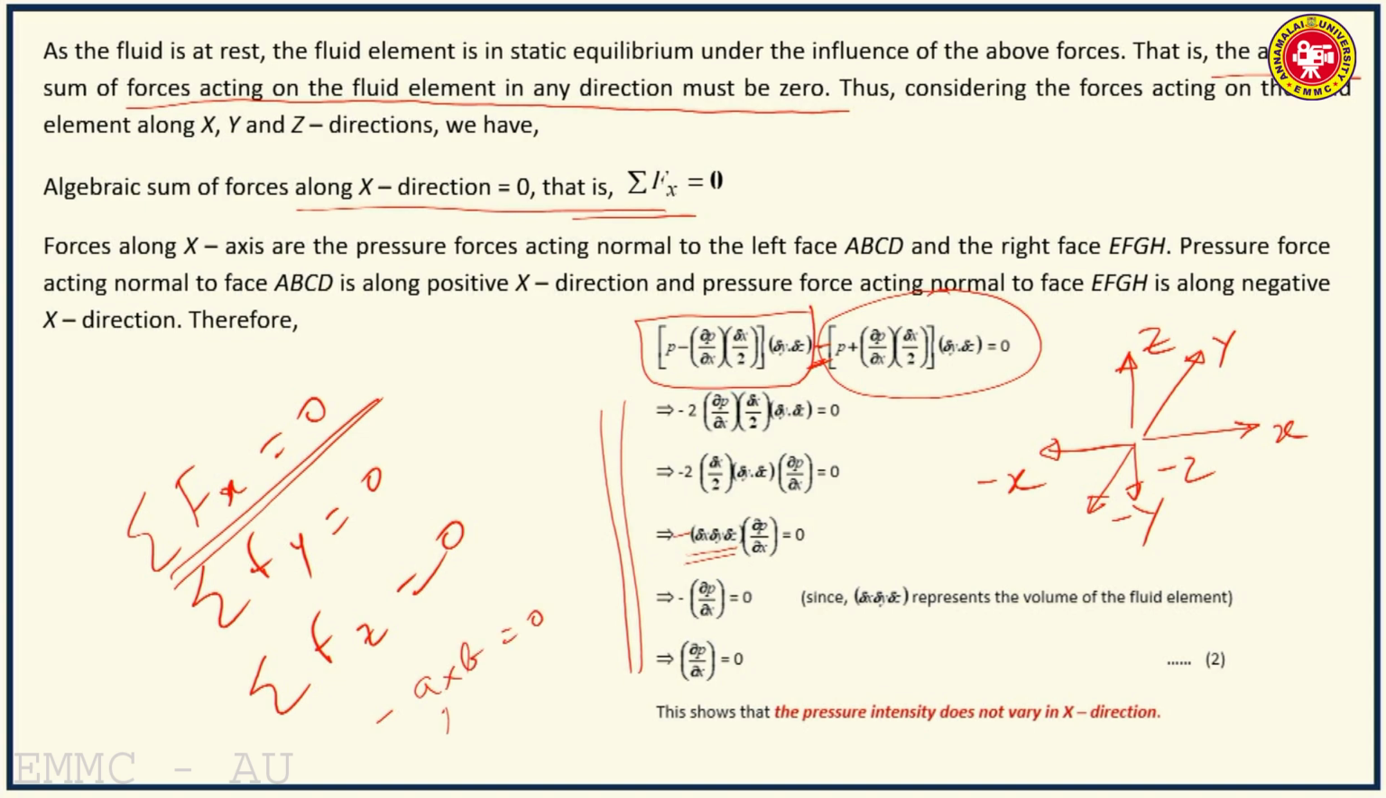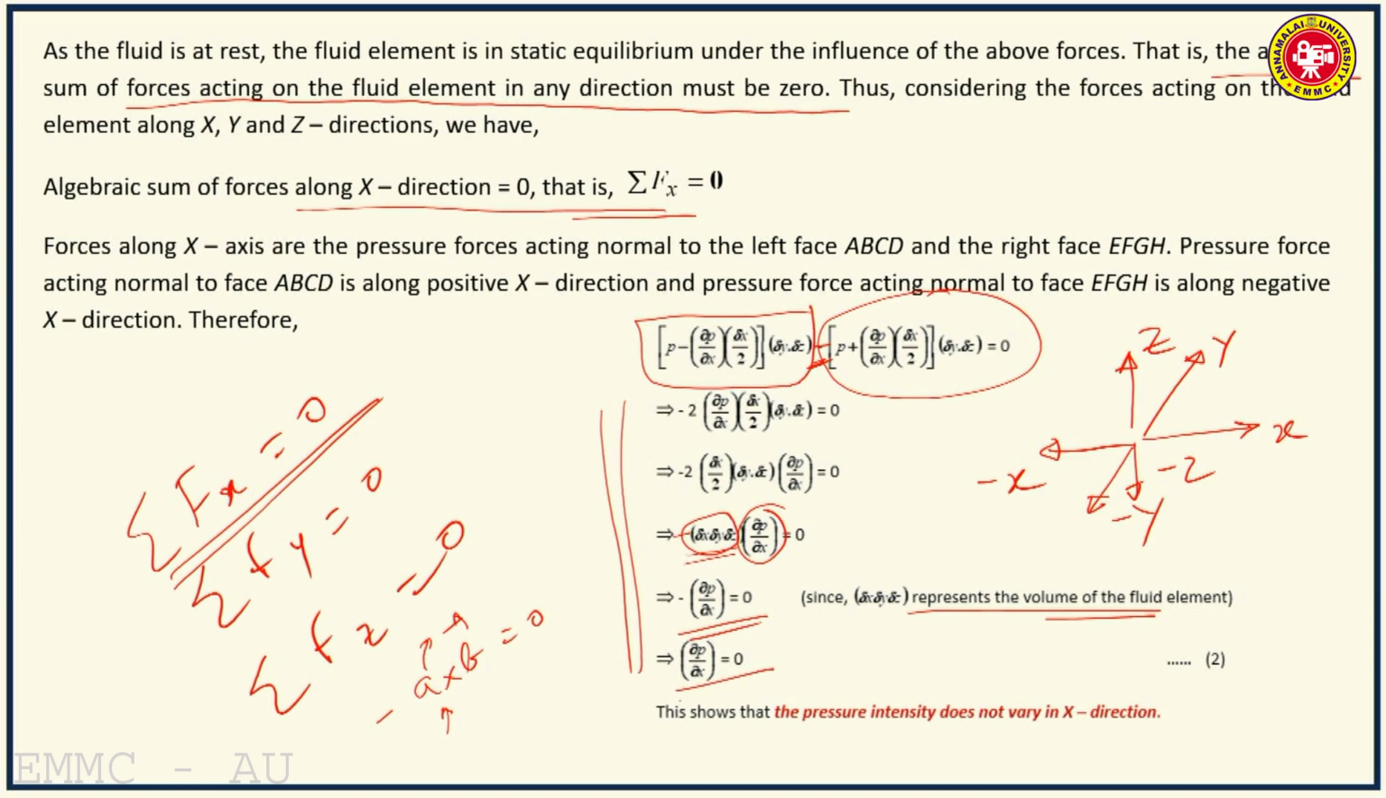Now see, I have minus A into B equal to 0. What is A? A is the volume of the fluid element, delta x delta y delta z. B is what? Dou P by dou x, that is the variation in pressure intensity in x direction. So A into B equal to 0 means either A can be 0 or B can be 0. One of these two should be 0, but delta x delta y delta z cannot be 0. Why? Because it represents the volume of the fluid element, and the volume of the fluid element cannot be 0. Therefore what must be 0? Dou P by dou x should be equal to 0.